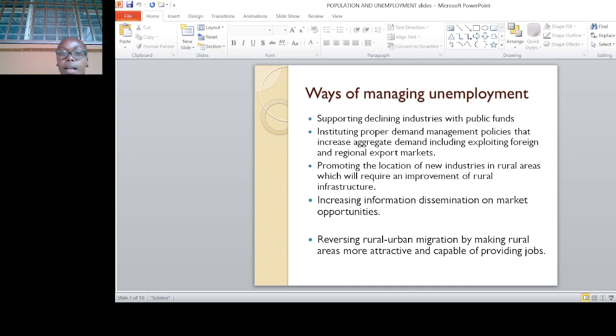and also increasing information dissemination on market opportunities. The other way is promoting the location of new industries in rural areas, which will require an improvement of rural infrastructure. And then the last way of managing unemployment is reversing rural-urban migration by making rural areas more attractive and capable of providing jobs.